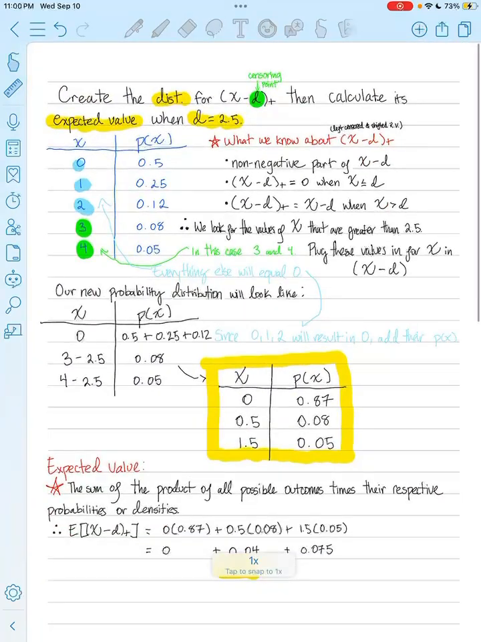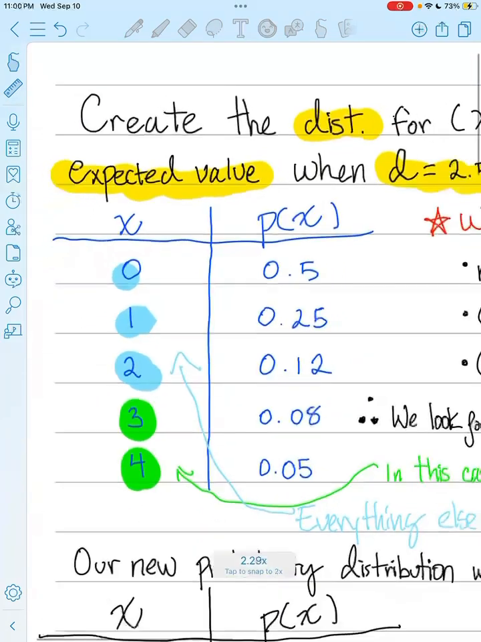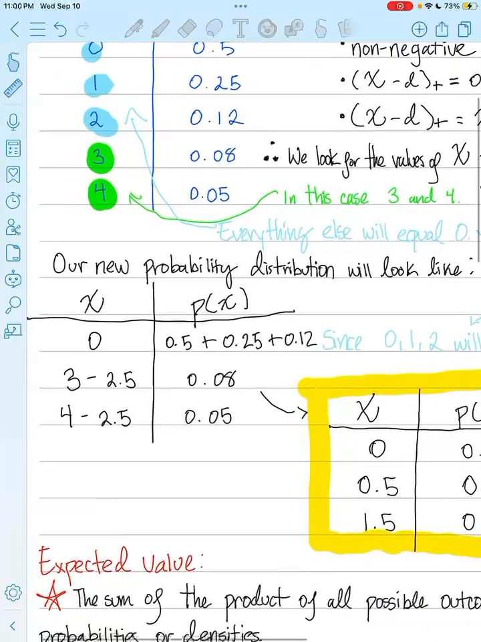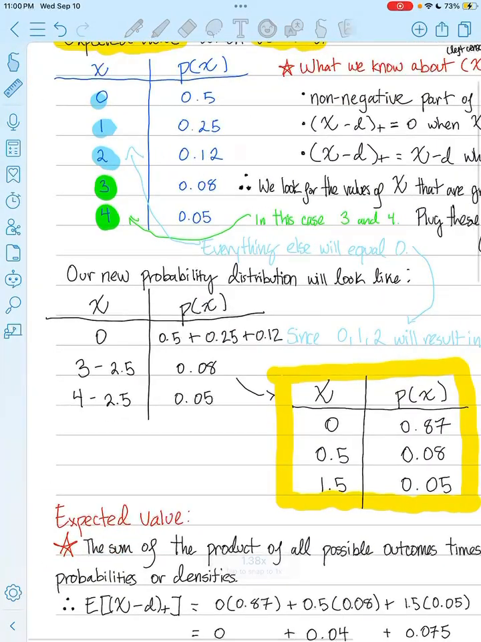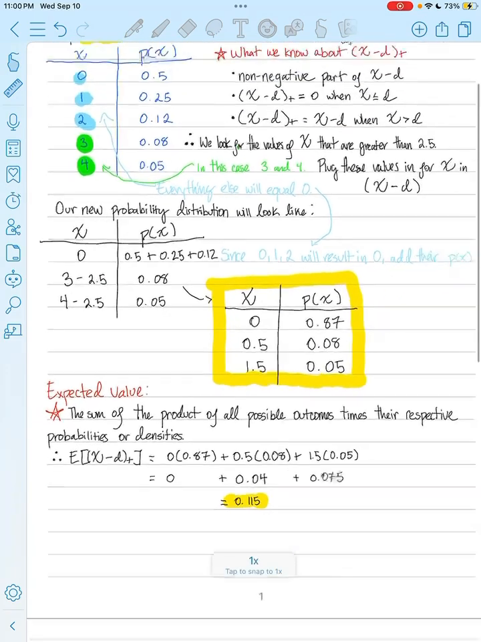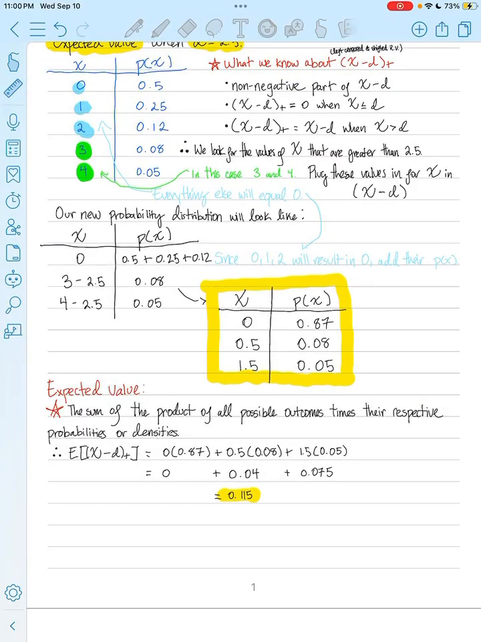So that's part 1. Then part 2 of this problem is finding its expected value. What do we know about expected value? I want to hear everybody say this. Expected value is the sum of the product of all possible outcomes times their respective probabilities or densities.